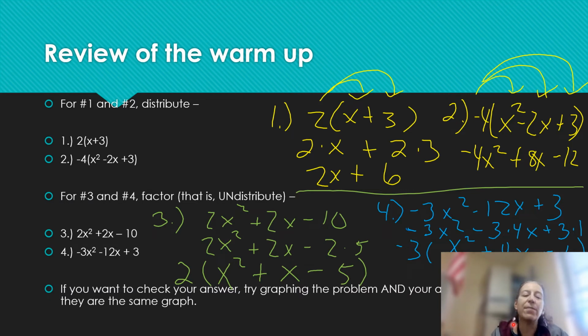Now, down at the bottom, it says, if you want to check your answer, try graphing the problem and your answer and see if they're the same graph. So if you wanted to, you could go over to Desmos and type in negative 3x squared minus 12x plus 3. And then in a different line, type in negative 3 parentheses x squared plus 4x minus 1 close parentheses. If you get the same graph, then you know you did it correctly. If you get different graphs, then you know you made a mistake somewhere and you can go try to find it. All right. So that is the warm up.